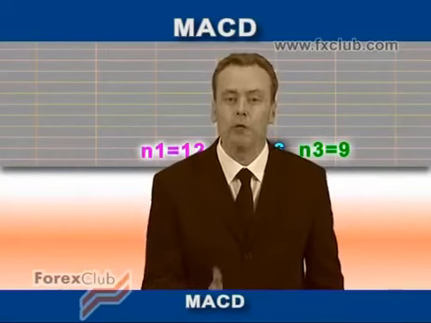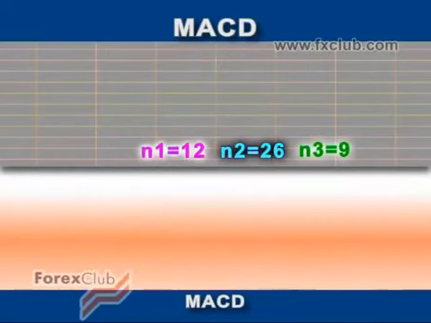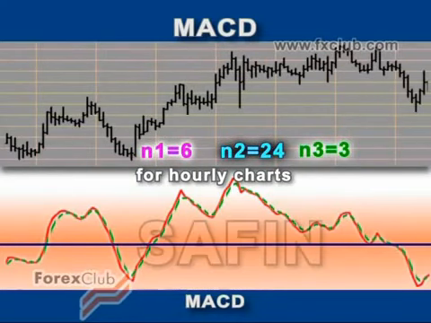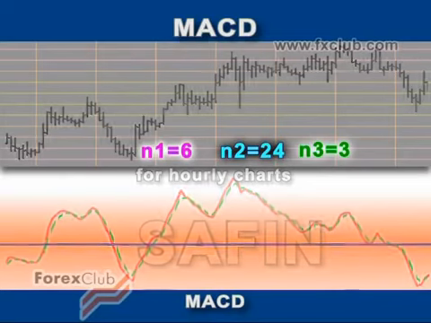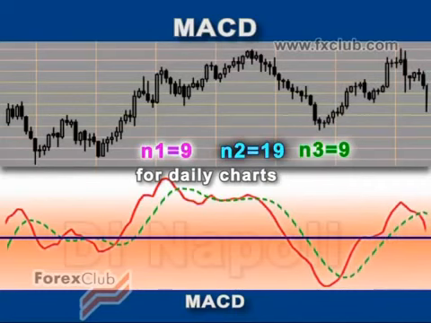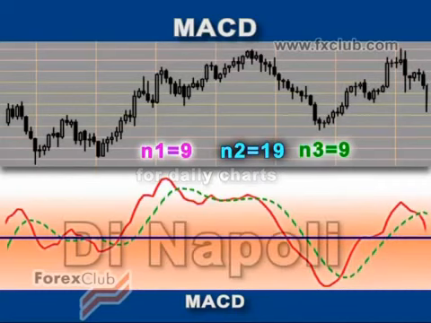Of course we can experiment with the time period, but please note the selection of the time periods depends on the time scale of the price chart. For hourly charts, the values of N1 equals 6, N2 equals 24 and N3 equals 3 can be applied as proposed by Benjamin Safin. For daily charts, in addition to the previously mentioned values, the values 9, 19 and 9 can be used as per the famous trader Di Napoli's recommendation.